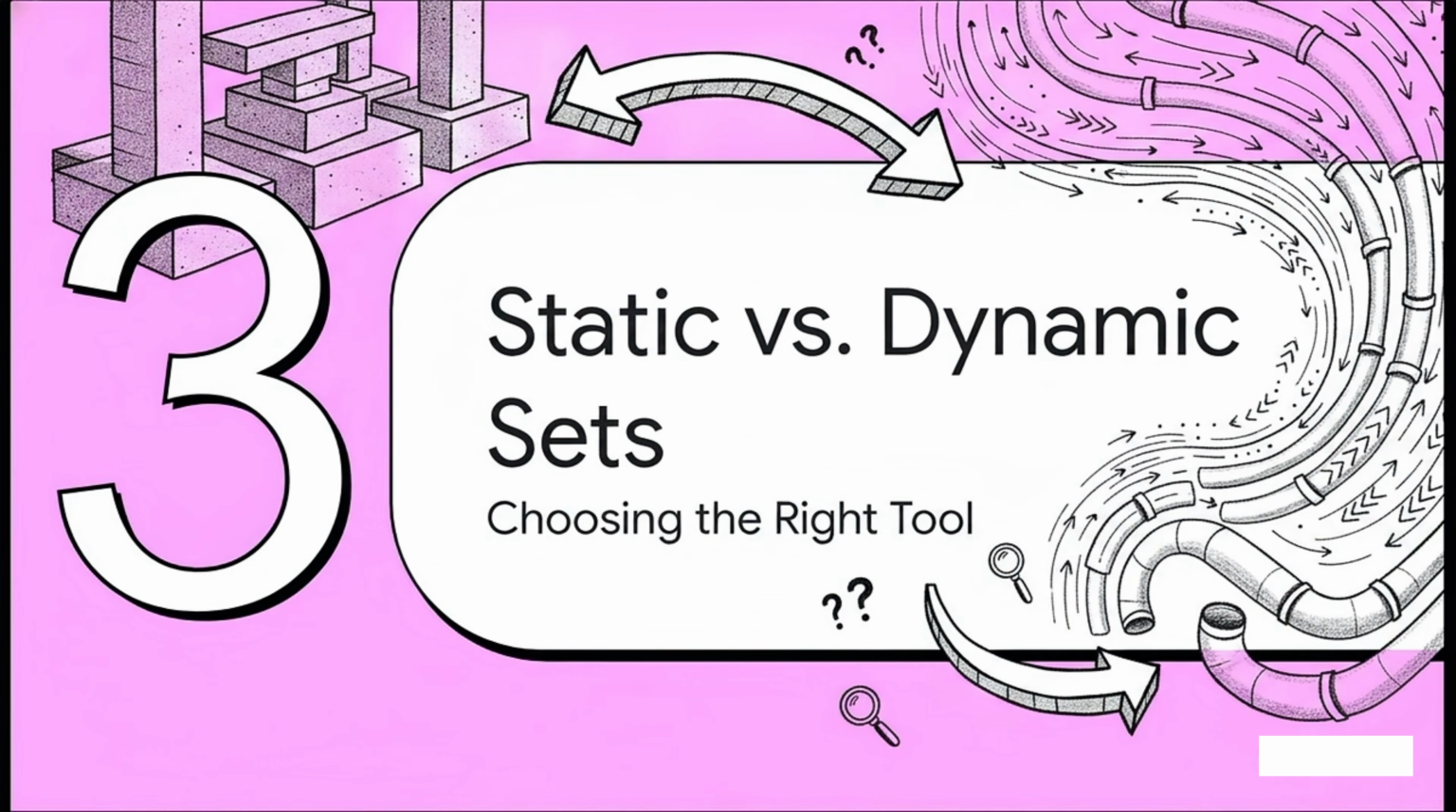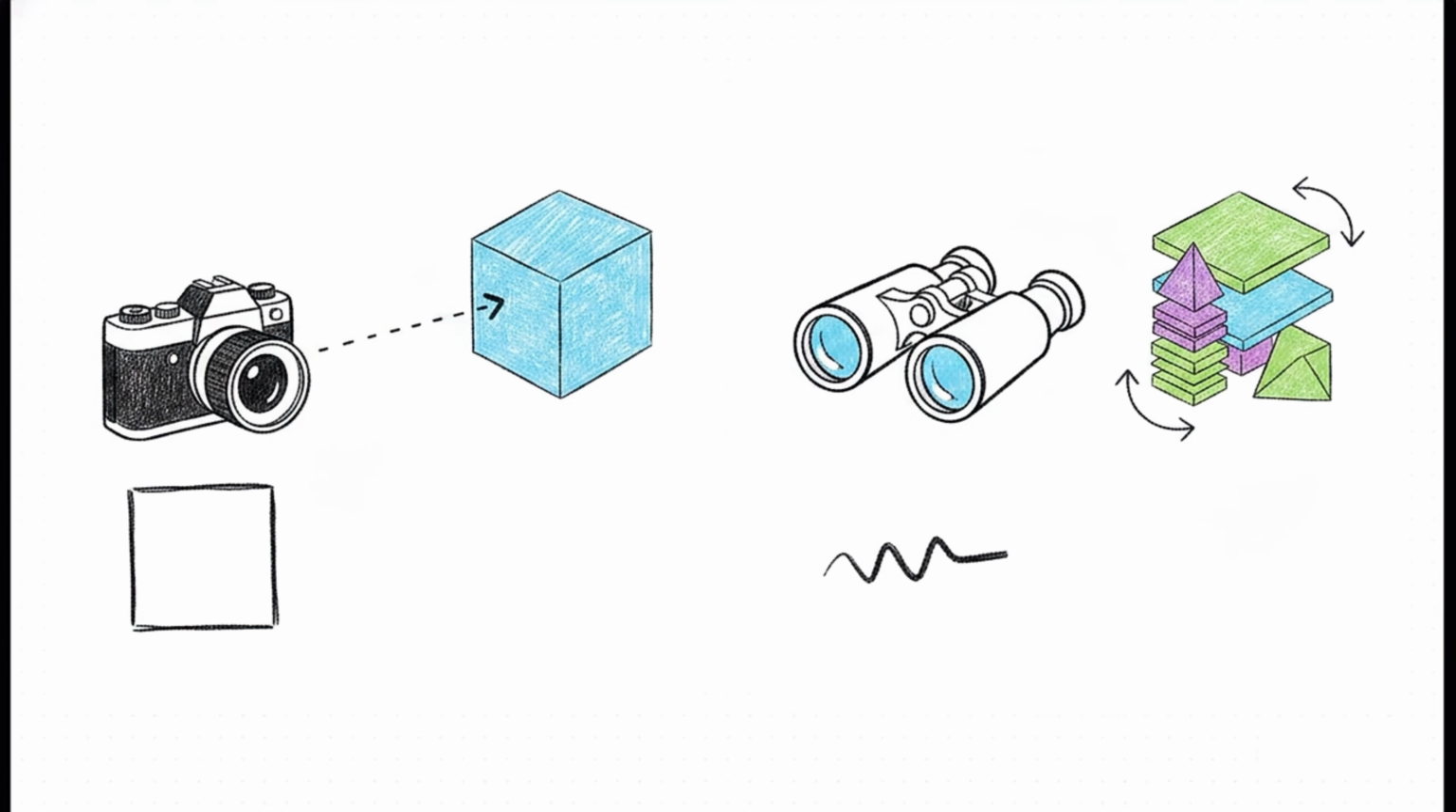Which brings us to part 3, static versus dynamic sets. We're really choosing the exact right tool for the job. Now, this is absolutely crucial. You have to know the massive difference between a static set and a dynamic one. Think of selection sets as a static snapshot in time. They're great if you just want to quickly select the entire architectural model to hide it temporarily.